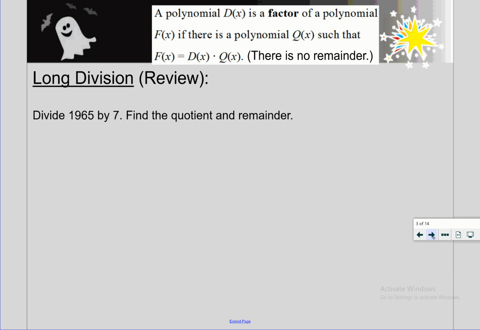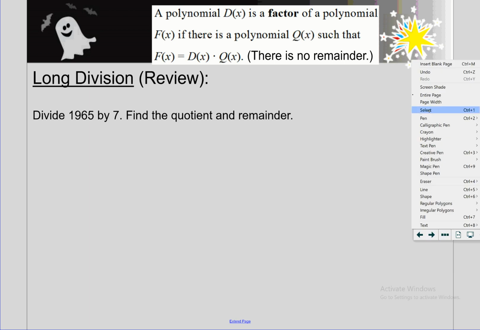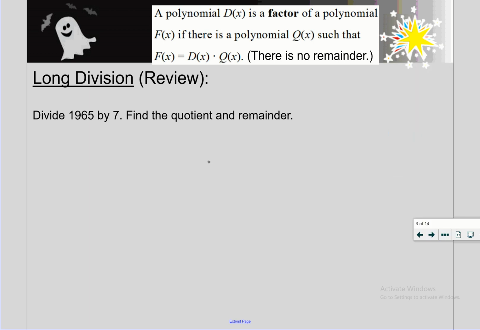All right, so let's say I wanted to divide 1965 by 7. And again, you don't have to write this down. This is just review of kind of the process we're going to use. Okay, so 1965 divided by 7. What's the first thing I do?